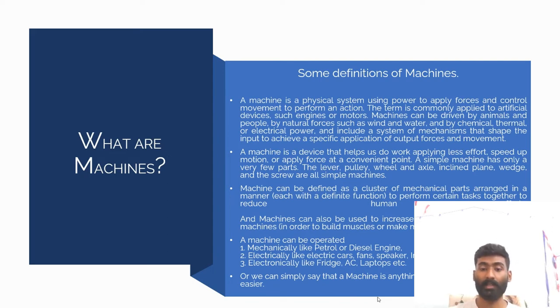And the fourth one is, a machine can be operated mechanically, like a petrol or diesel engine. Second, electrically, like electric cars, fans, speakers, induction panels, etc. And third, electronically, like your fridge, air conditioner, laptops, and mobile phones. Or we can simply say that a machine is anything that makes human life easier.